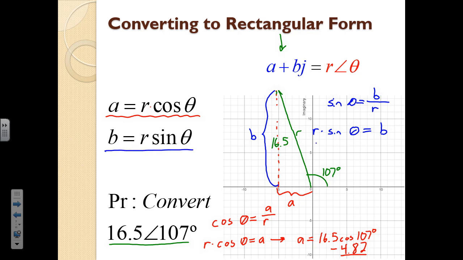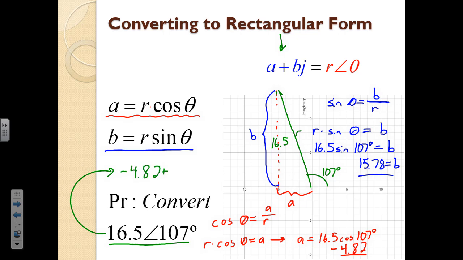Now in our case, that's 16.5 times the sine of 107 degrees, and that turns out to be about 15.78, which again is approximately consistent with our picture, about 15 or 16 units up. So to convert this into rectangular form, we can conclude that 16.5 at 107 degrees is about the same as -4.82 for our real part plus 15.78j. And there we go.